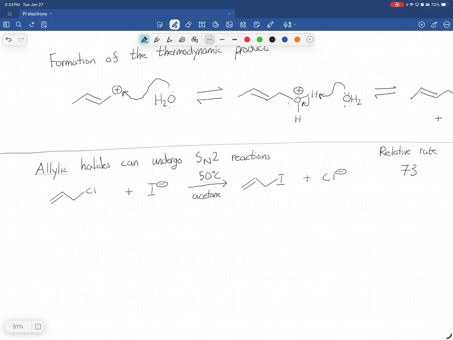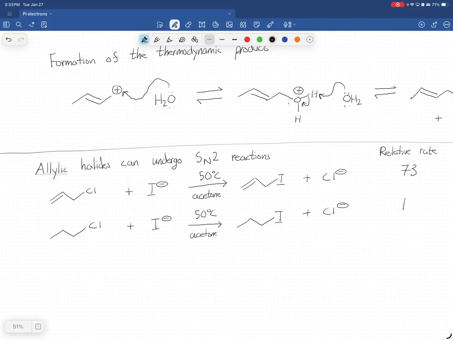The relative rate of this one is 73. Then if we take the similar reaction we've seen previously, no double bond, just a traditional SN2 mechanism, same nucleophile, same temperature, and same solvent, you get the fully saturated iodoalkane and the same leaving group, Cl minus, that comes off. But this rate is the slower of the two. So the double bond is clearly doing something.